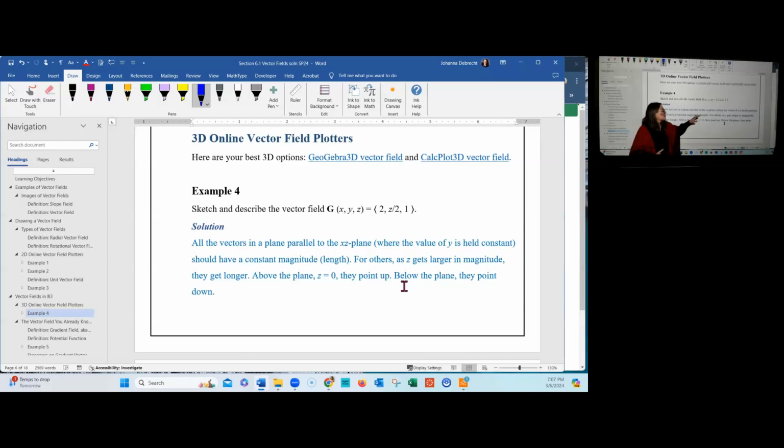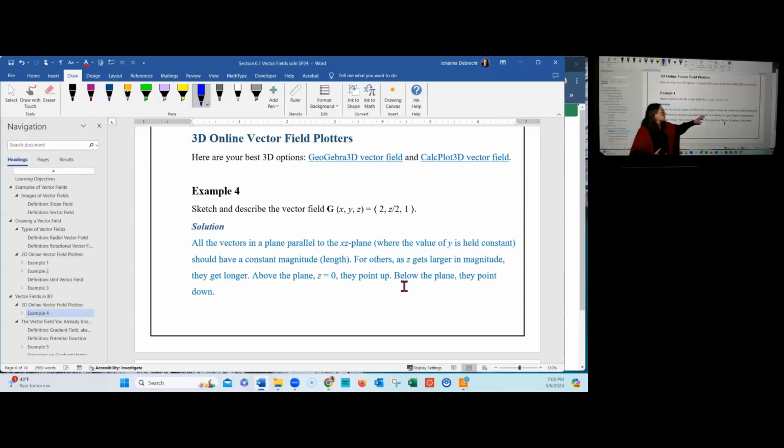In this case, if we look at it, note that the first component is a constant 2, and the third component is a constant 1. That means that it's not changing with respect to x or z at any point, which means that all the vectors in a plane that are parallel to the xz plane are going to have a constant magnitude or length. If we take the y component out of it, then they're all going to be the same.